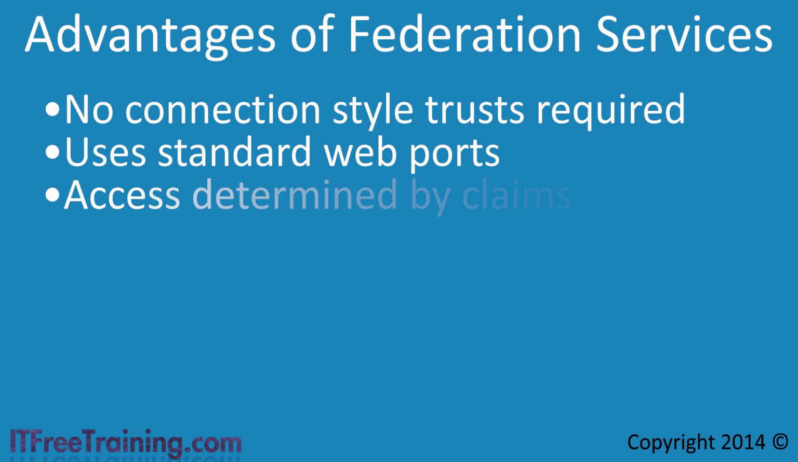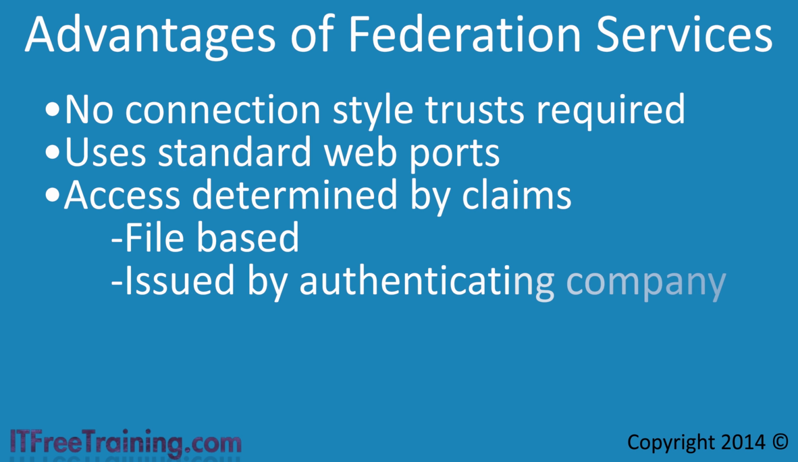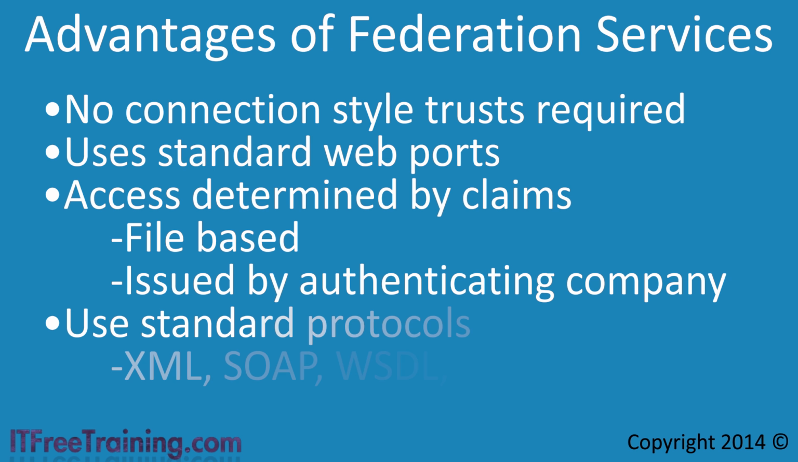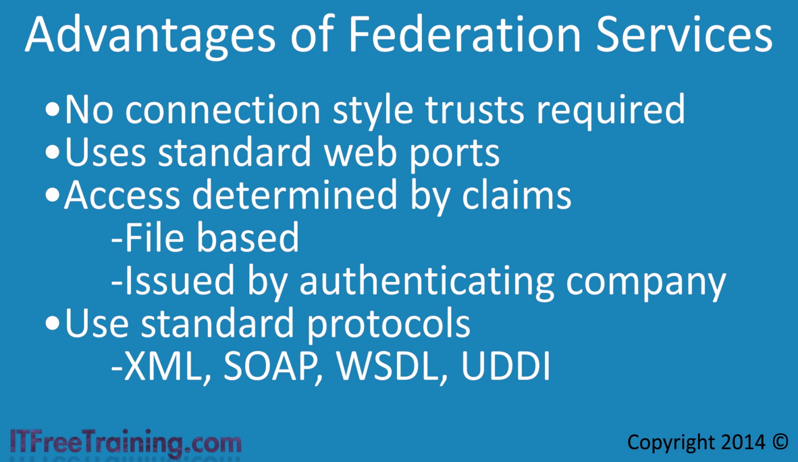Access is determined by using a claim. Claims are file-based and issued by the authenticating company. This means the other company supplying the data does not need to worry about authenticating users. Claims use standard web protocols. This makes them compatible with other systems. In a later video, I will have a closer look at the protocols that claims use.